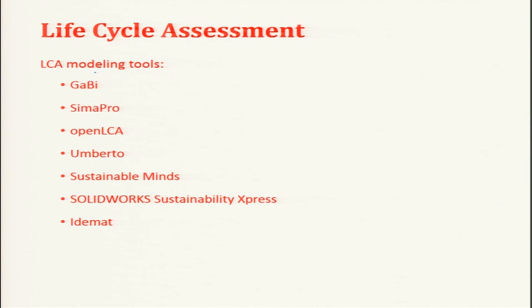So there are different kinds of process-based softwares. As I mentioned, GABI, Sima Pro, OpenLCA, Umberto, Sustainable Mind, SolidWorks, Sustainability Express, IDMAT. Now, out of these, the first four are comprehensive models, and these last three have limited capabilities. Like SolidWorks Sustainability Express is an extension of SolidWorks design software, or CAD and CAE software, computer aided design and computer aided engineering, in which we can compare two different materials.